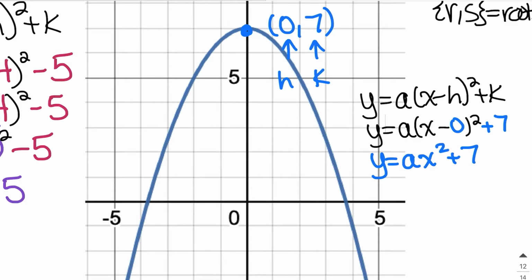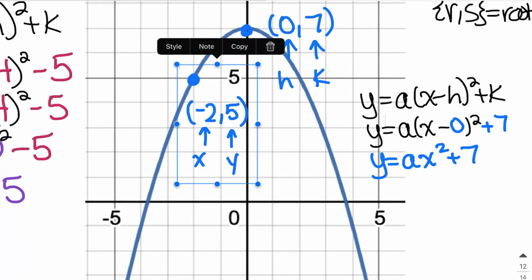Okay. Now I need one other point that I can plug in to solve for a. So if you look right here, I'm just going to use this point right here. I just randomly decided to choose that one because I know exactly what it is. This is the x value. This is the y value. Quick note, I know my parabola is opening down, so my a value better be a negative value. If I don't get a negative number, then I know I did something wrong.